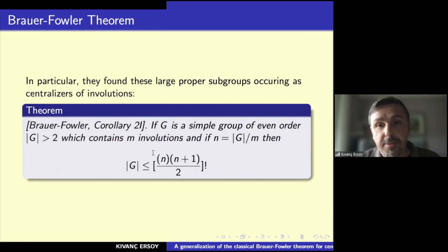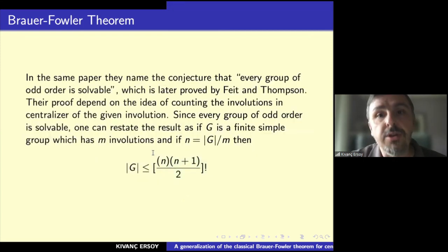And if G is a simple group of even order, at that time it was not known that every group of odd order was solvable. But okay, if it's a simple group which contains m involutions, and n is the quotient of the order of G with m, then the order of G is bounded in terms of n with this given function. Here one can observe that the argument is also related to the number of involutions, not only the order of the centralizer, but the number of involutions, which is crucial in this talk.